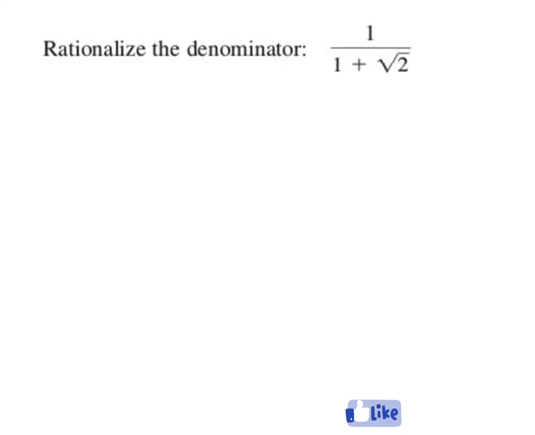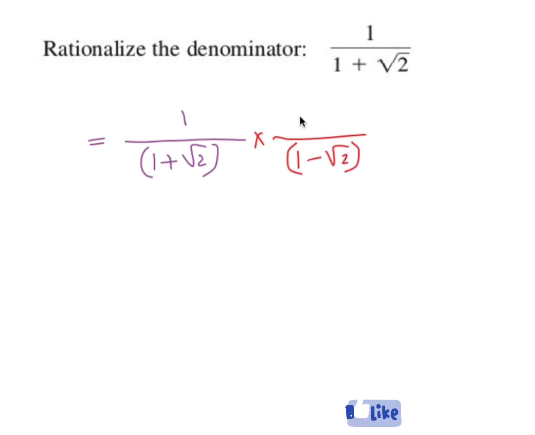Okay, let's do this question. Rationalize the denominator. Here the denominator is 1 plus square root 2. So what is its conjugate? Do you know? Yes, just change the middle sign: 1 minus square root 2, and you can multiply in numerator and denominator.